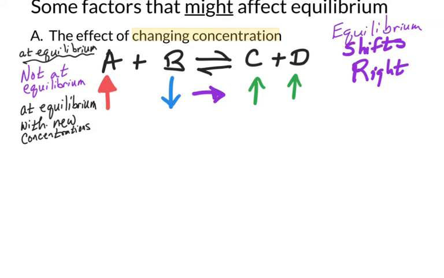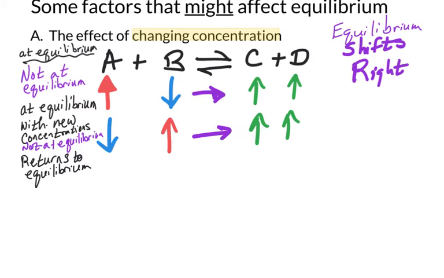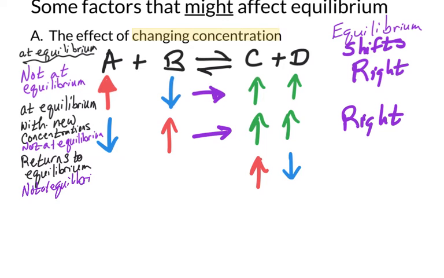Now let's look what happens when we add B. So if we add B, it's going to react with A. So that means that A will decrease because it's reacting, and it's creating more C and D, so C and D increase. That means that this reaction is creating more product, so that means it's shifting to the right. And what happens when we add more C? If we add C, it's going to react with D, so D will decrease, and those two are going to make more A and B, so that means that the reaction has shifted to the left because we're making more reactants.